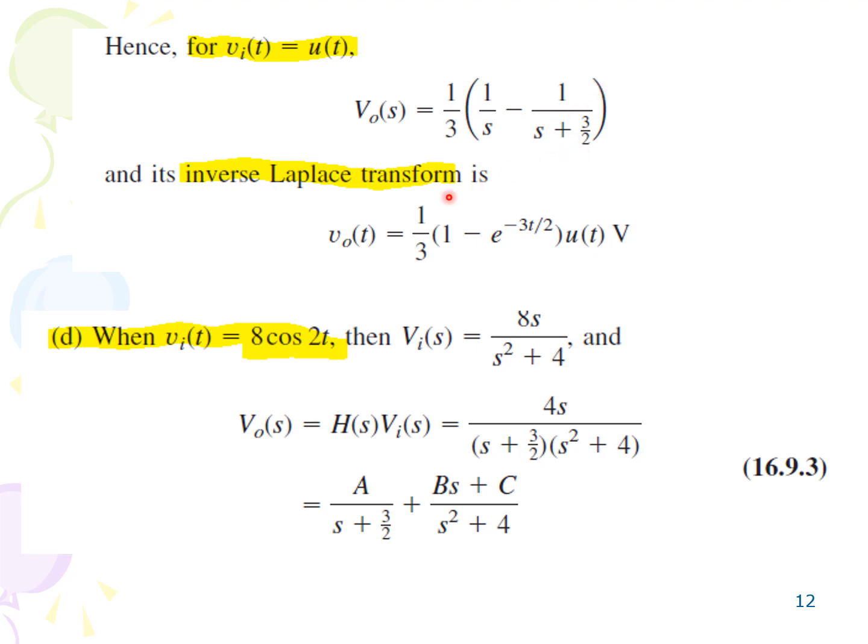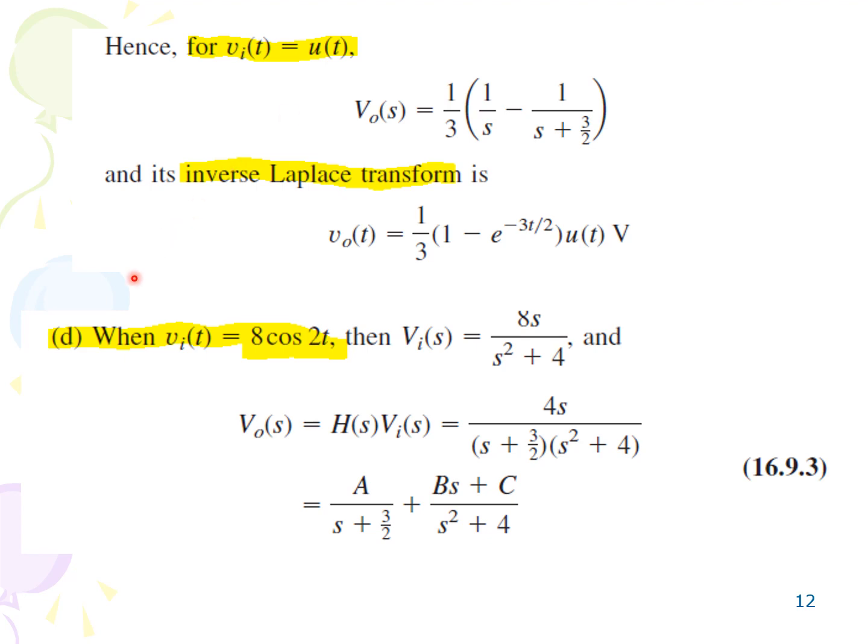Now apply the inverse Laplace transform method, so V naught t is equal to 1 over 3, 1 over s has inverse Laplace transform u(t), and 1 over s plus 3 by 2 will have e raised to power minus 3 by 2 t into u(t). So we can take u(t) common: 1 over 3, 1 minus e raised to power minus 3 by 2 t, into u(t), is the inverse Laplace transform of the output voltage when the input voltage was a step function, equal to u(t).